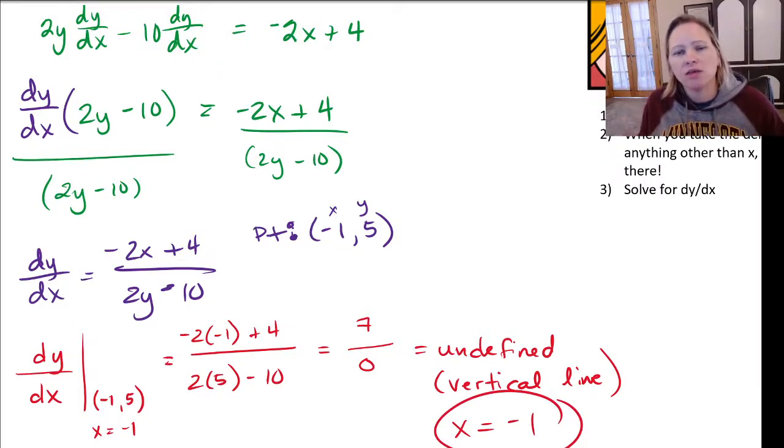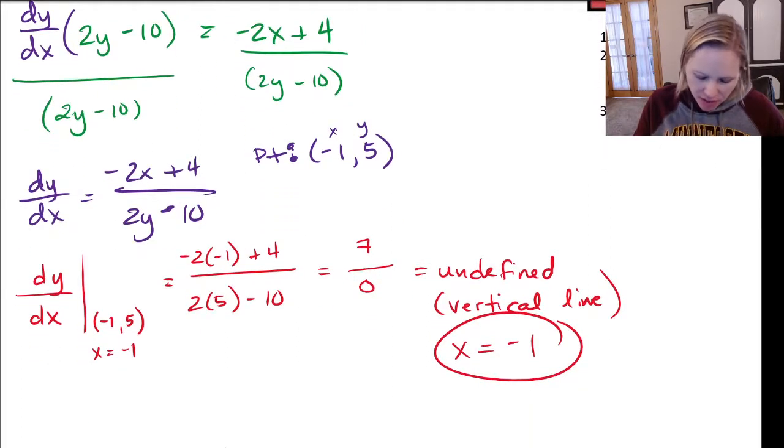On your test and on your AP exam, you're not always going to have that visual to rely on. When you do, you should use it to confirm your results. That's called confirming your results graphically. So this met our expectation. It was a vertical line, undefined slope, x equals -1.